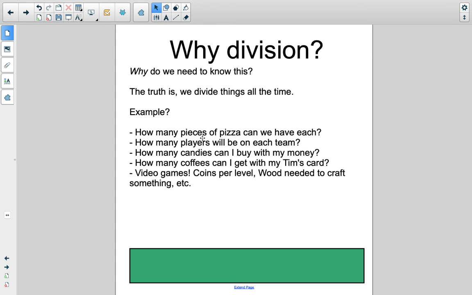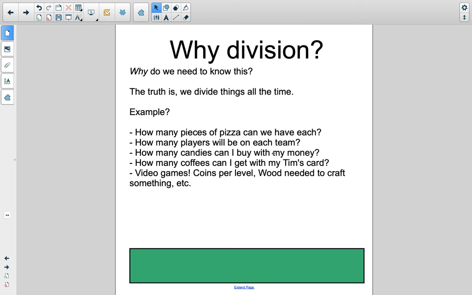For example, how many pieces of pizza can we each have? If we have a 12 slice pizza, how much does that leave for each person in a family? If there's four people in the family, how many players will be on each team? You do this at recess all the time. You're playing football or soccer, you want to make the teams even, you divide everybody in half. If you play captains, one person picks, then the other person picks. You're dividing by two, right?